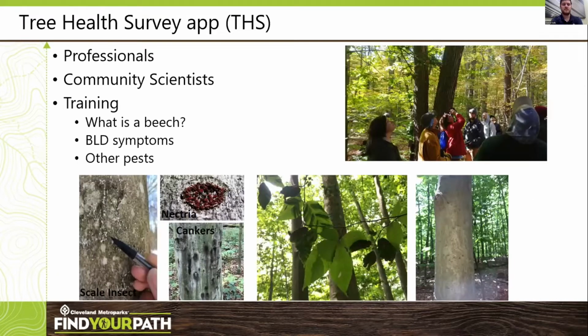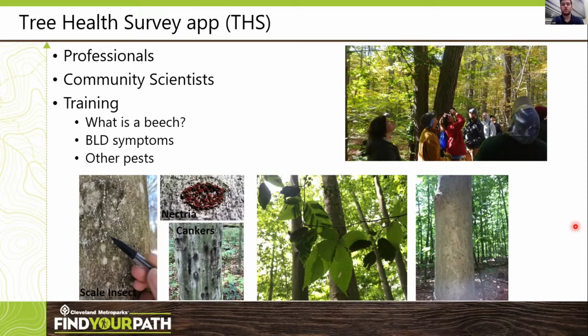So what do we do in this app? Well, we're really targeting both professionals and community scientists. And so I jumped in early on right into beech leaf disease, but here we go through a training of what is a beech. You see this nice smooth bark down here. We've got those simple serrated leaves that are alternate arranged on the branches.